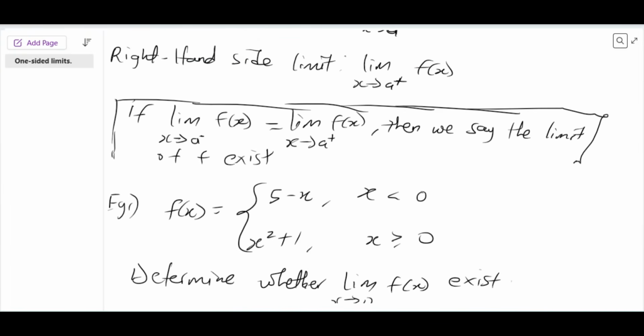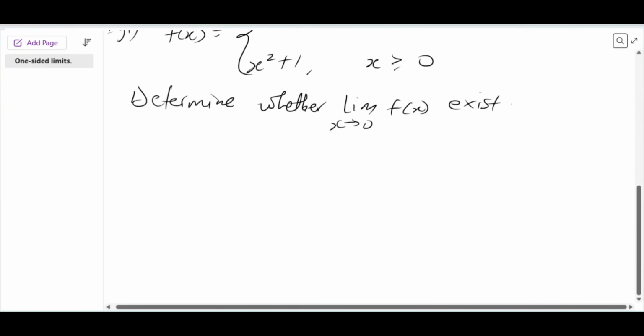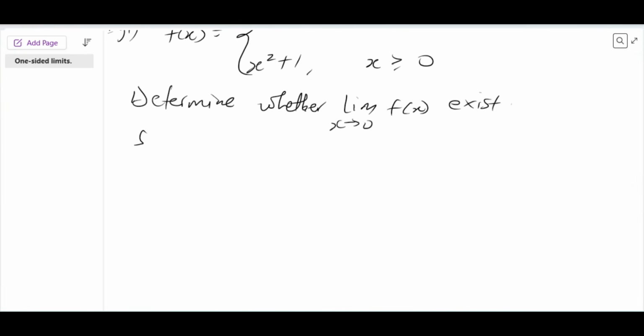All that we need to do is calculate the limit as x approaches 0 from the left, and then also find the limit as x approaches 0 from the right. If we get the same values for these limits and they are equal, then we can say that the limit of f of x exists as x approaches 0. So we are going to use this to learn how to find the one-sided limit and then conclude based on that whether the limit exists. All right, so I'll go ahead and find the limit as x approaches 0 from the left.